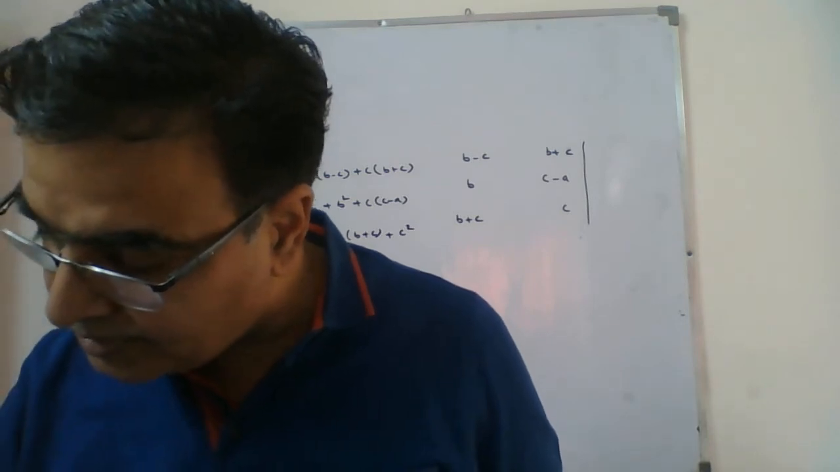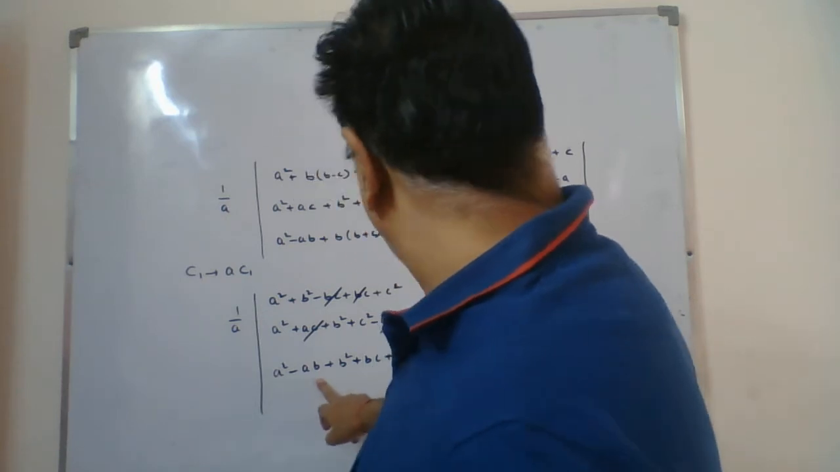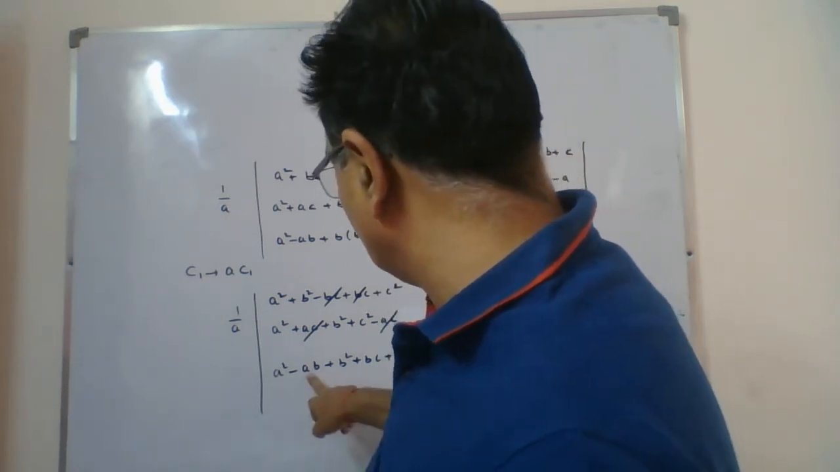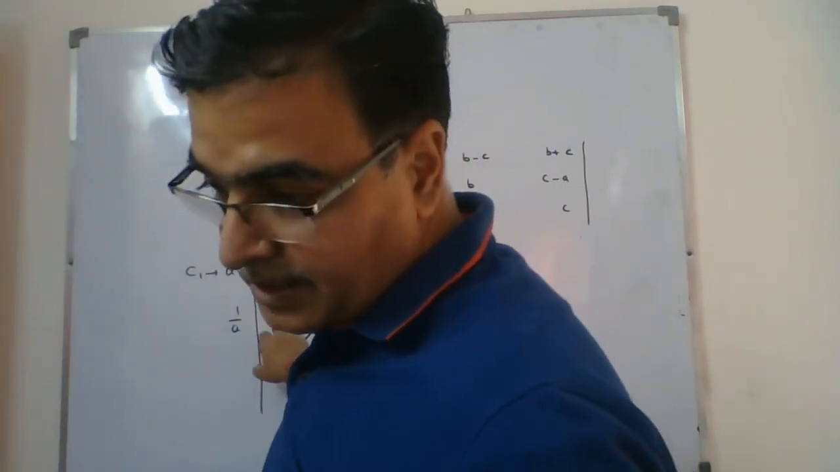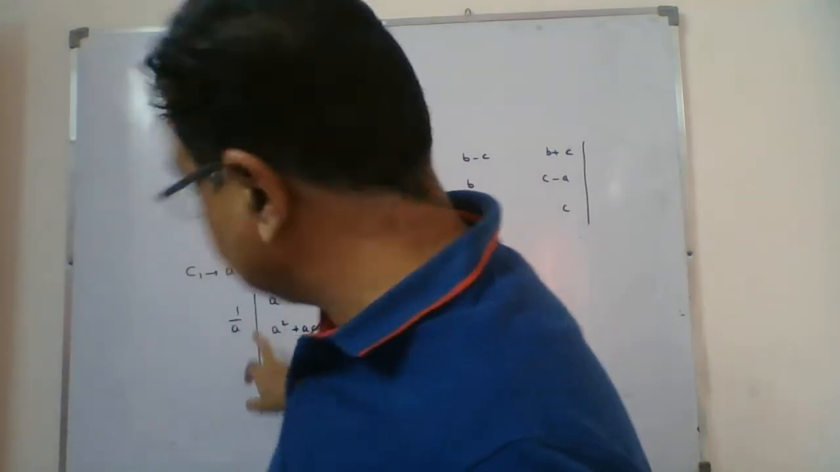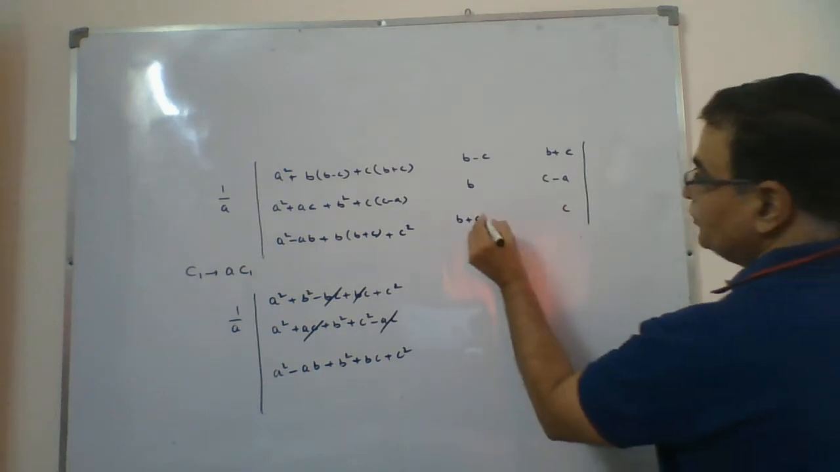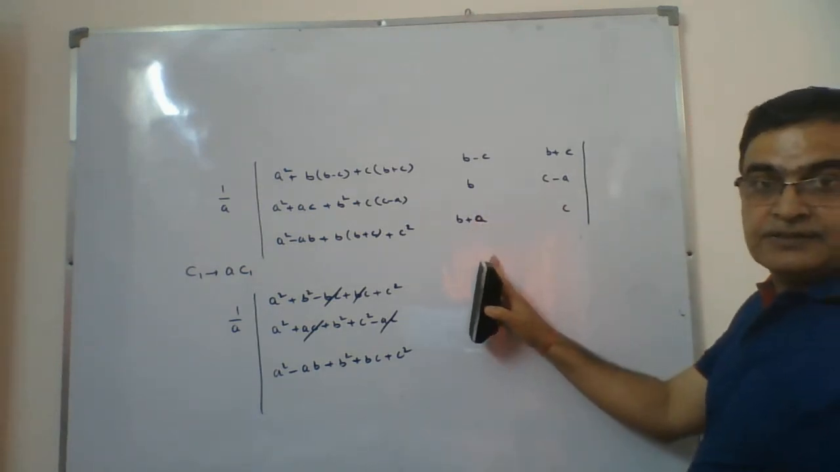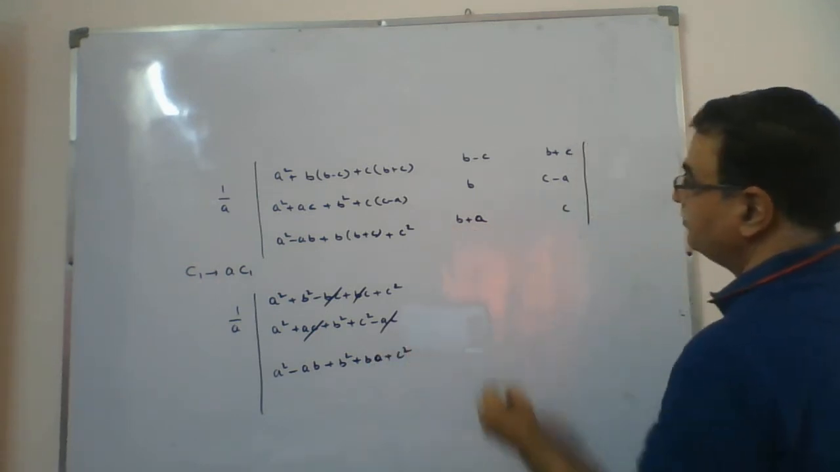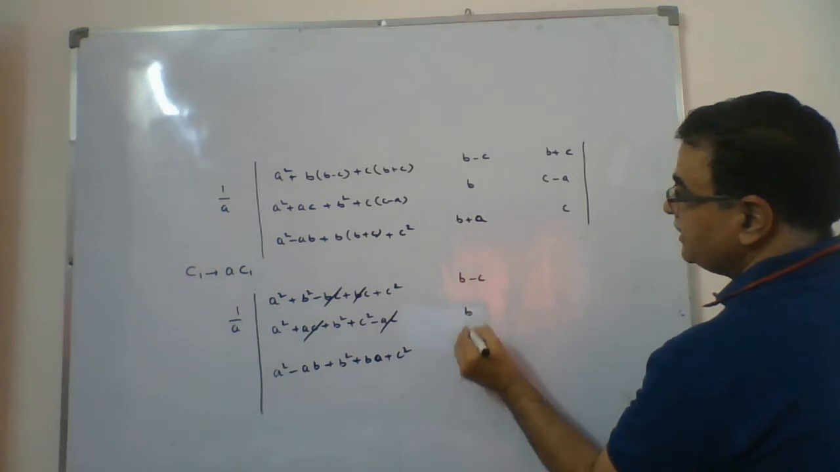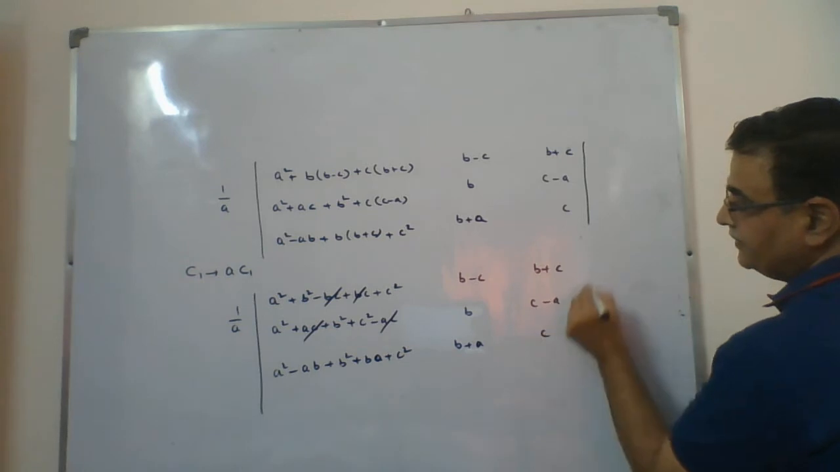I'll just check the question. The third row is A minus B, B plus A, C. So the entry A square minus AB is wrong here; this should be B plus A, as it is correct in the question. So when it is B plus A, it will be B square plus AB. And then it is B minus C, B, B plus A, then B plus C, C minus A and C.